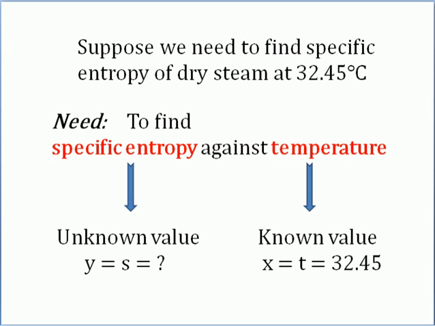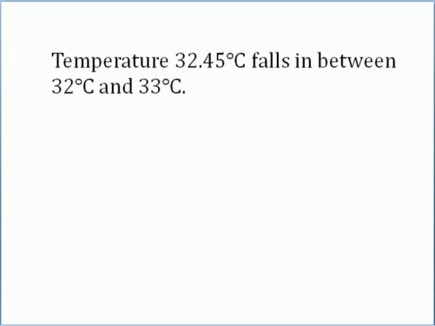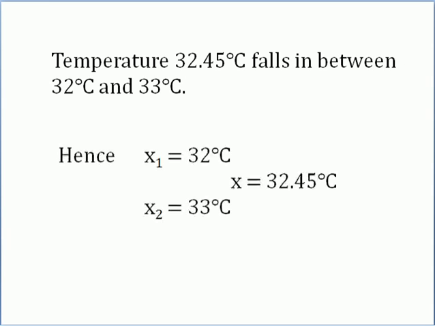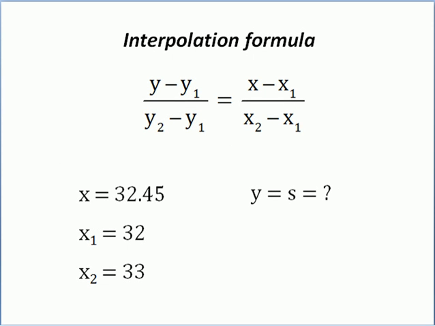Temperature 32.45 degrees Celsius falls in between 32 degrees Celsius and 33 degrees Celsius. In steam tables, only values corresponding to 32 and 33 degrees Celsius are given. Therefore, we have to find the value corresponding to 32.45 degrees Celsius using the interpolation method. Hence, x1 is 32 degrees Celsius and x2 is 33 degrees Celsius. That means x1 is the lowest value and x2 is the highest value. The value we need to find falls in between these two values, and is taken as x. Now it is clear what x, x1 and x2 are.